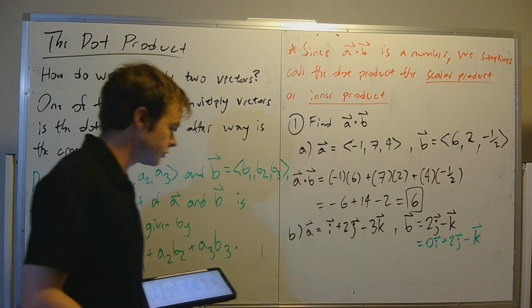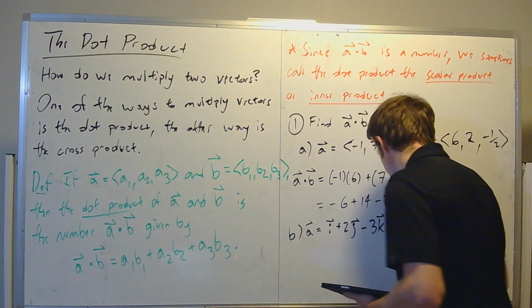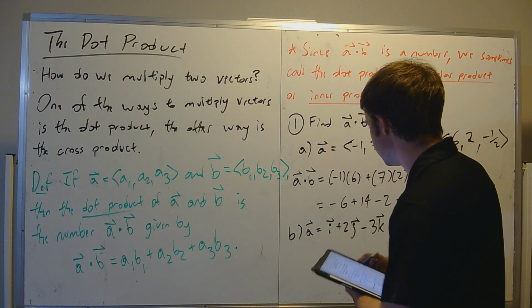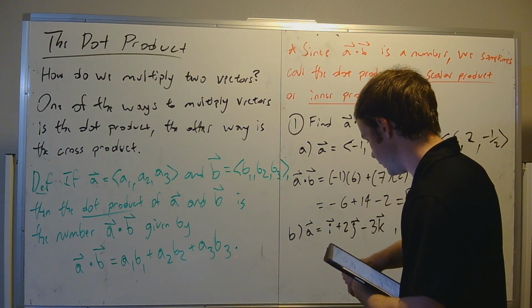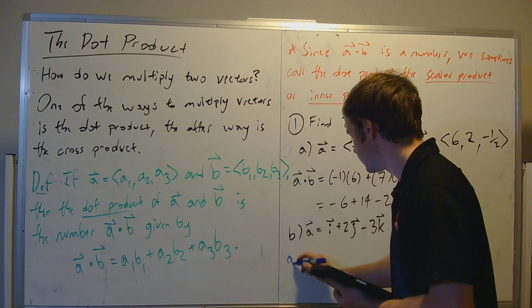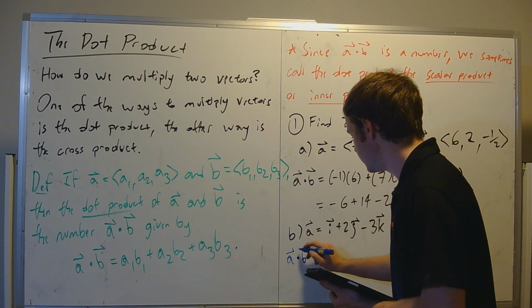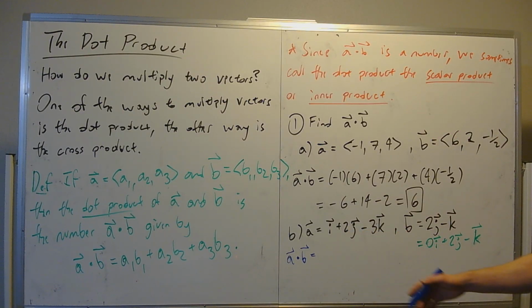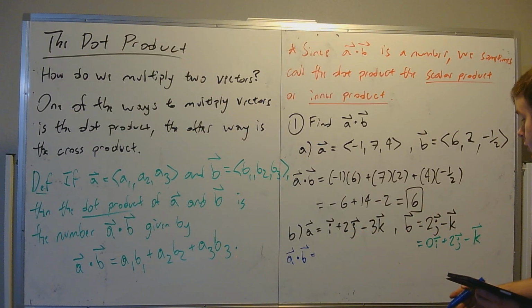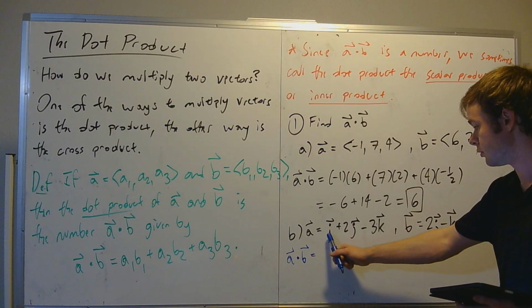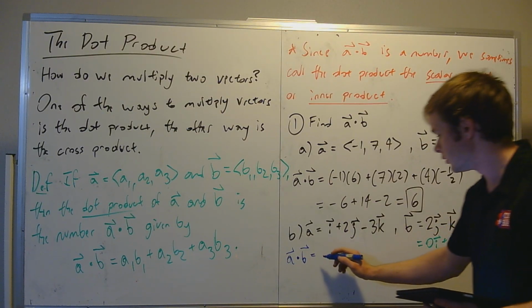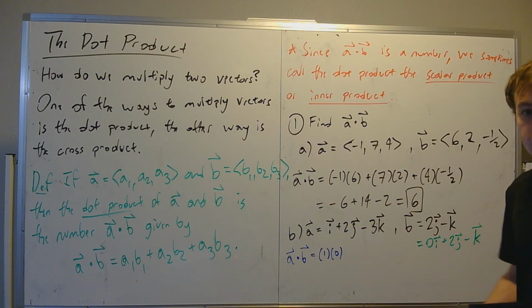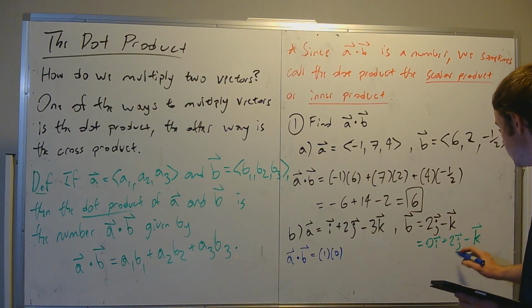Now we just need to find A dot B. So here our A dot B is going to be equal to, we multiply together the i components, the j components, and the k components. Here the i component is 1 and 0, so we're going to have 1 times 0. We multiply together the j's, so 2 times 2.